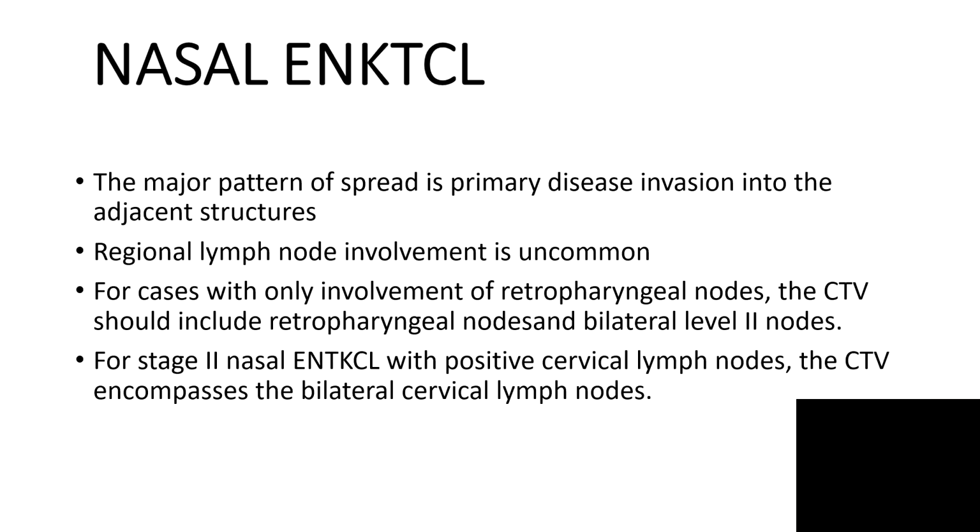We'll look first into the nasal ENKT cell lymphoma. Nasal NKT cell lymphoma has a tendency of invading surrounding structures, but less chance of lymph node involvement. In cases where PET-CT or MRI shows uptake or enhancement involving the retropharyngeal nodes, the CTV should include the retropharyngeal nodes and also bilateral level 2 nodes. For stage 2 NKT cell lymphoma with positive cervical lymph nodes, the CTV should include bilateral cervical lymph nodes.